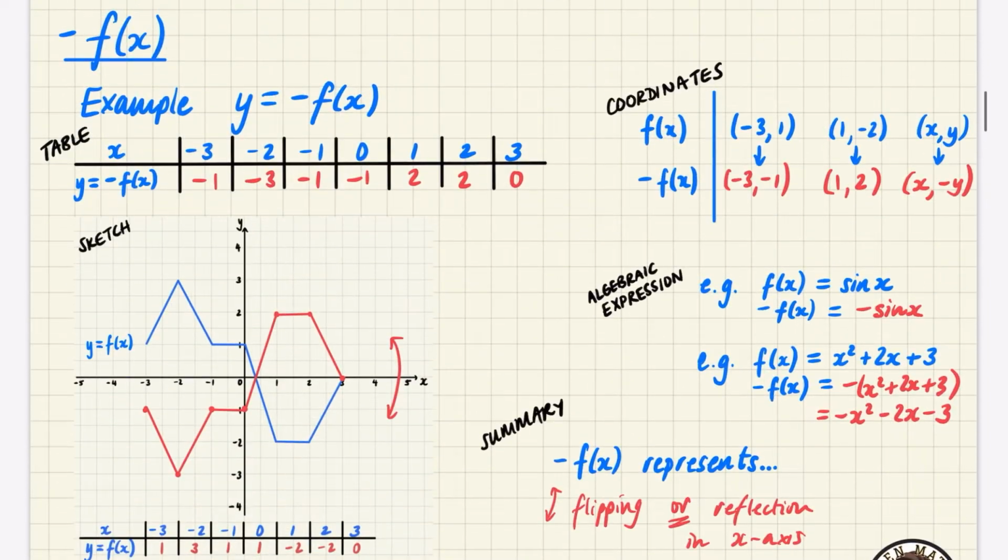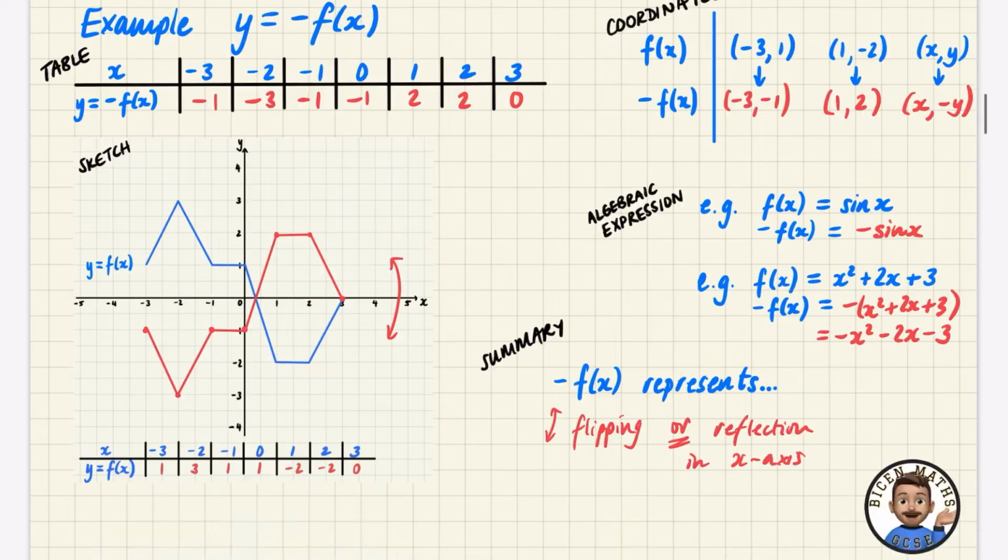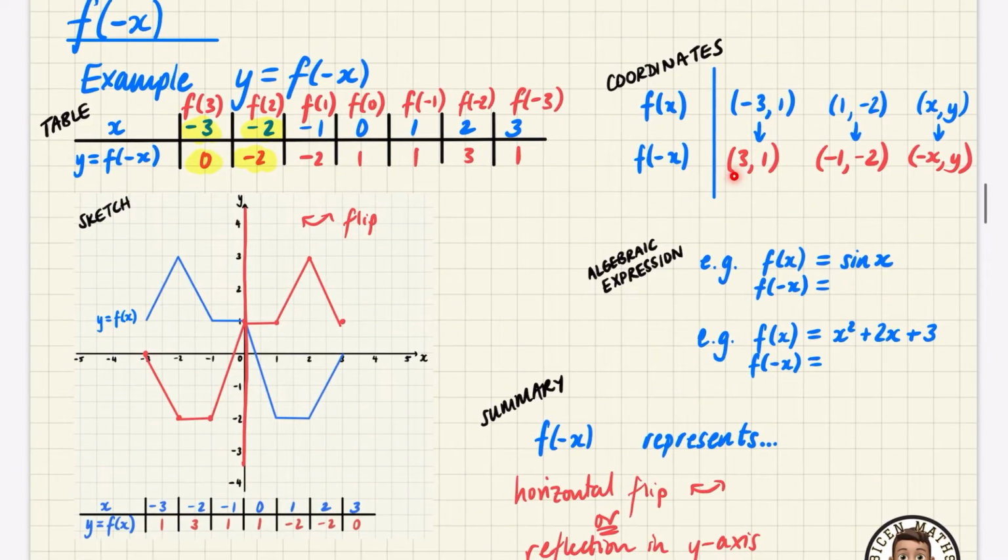So let's have a quick investigation about how this is different to the one that we did here. In this one, just the y-coordinates were negating because it was outside the entire function. It's like saying just take the y-coordinate and negate it. In this one, the x-coordinates were the ones that were negating because it was inside the function's input, and the input is to do with x.